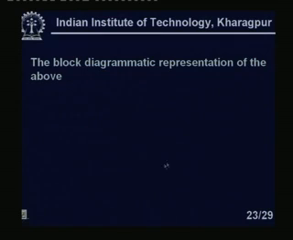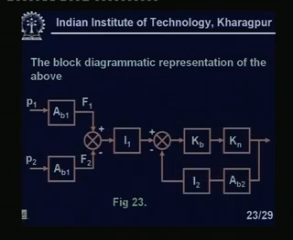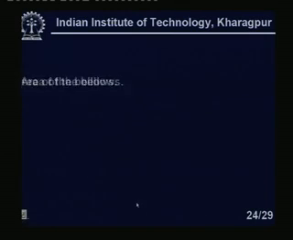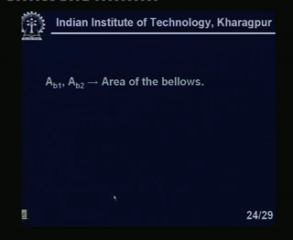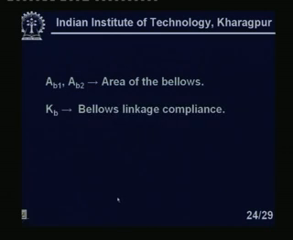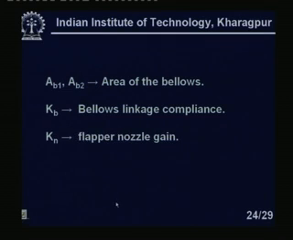The block diagrammatic representation of the above, you see like this one: P1, P2, AB1, AB2, like this one KB, and AB2. So, AB1 and AB2 are the areas of the bellows, KB is the bellows linkage compliance, and Kn is the flapper nozzle gain.